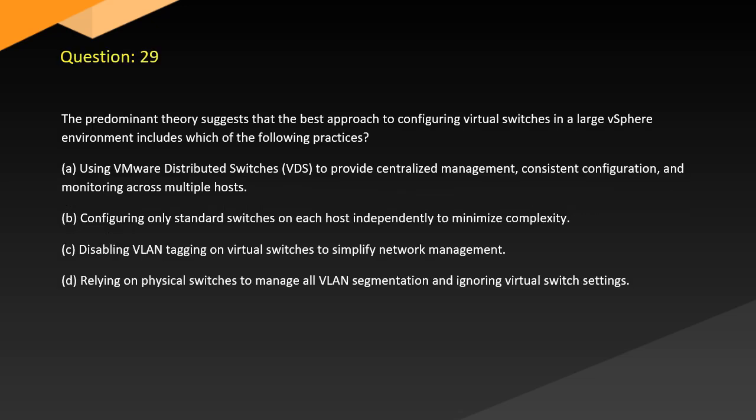Question 29. The predominant theory suggests that the best approach to configuring virtual switches in a large vSphere environment includes which of the following practices? A. Using VMware distributed switches (VDS) to provide centralized management, consistent configuration, and monitoring across multiple hosts. B. Configuring only standard switches on each host independently to minimize complexity. C. Disabling VLAN tagging on virtual switches to simplify network management. D. Relying on physical switches to manage all VLAN segmentation and ignoring virtual switch settings.